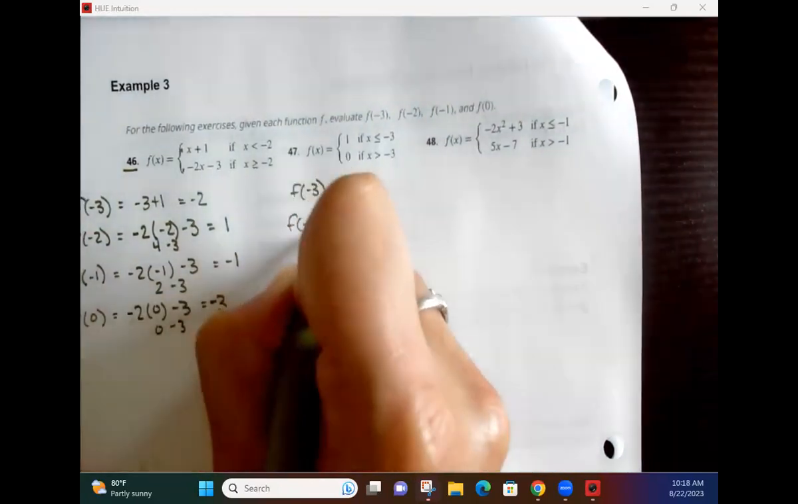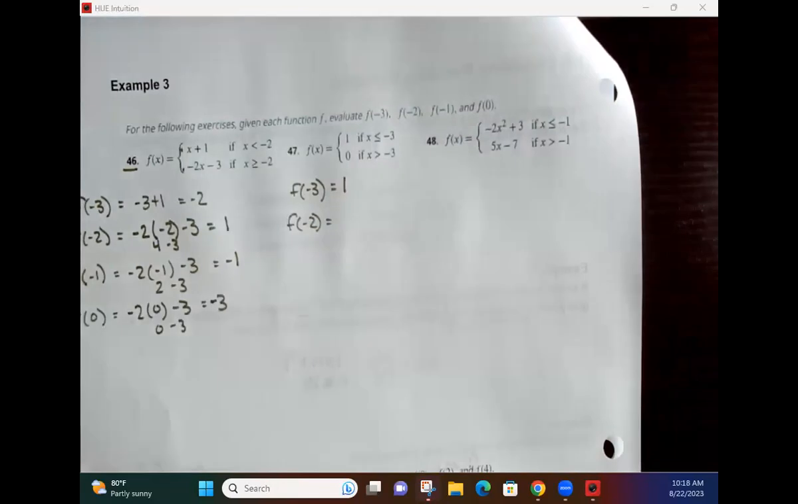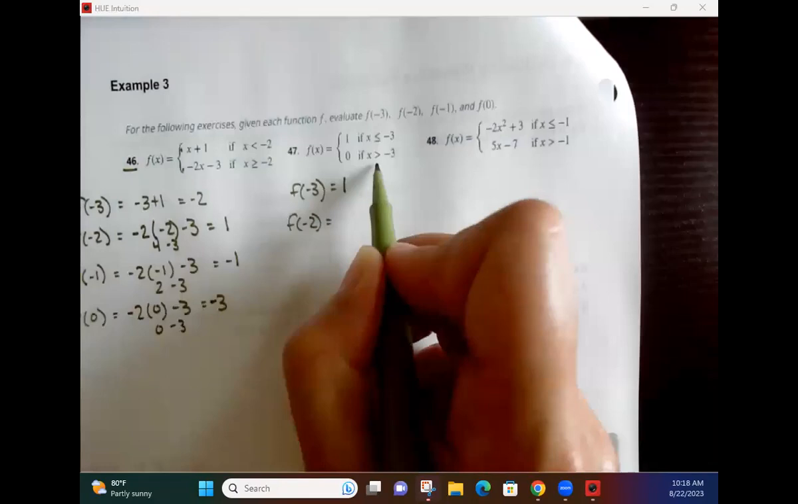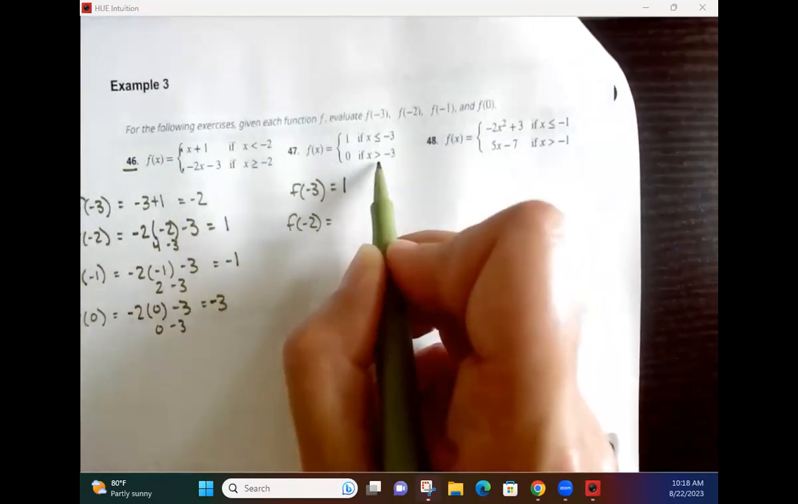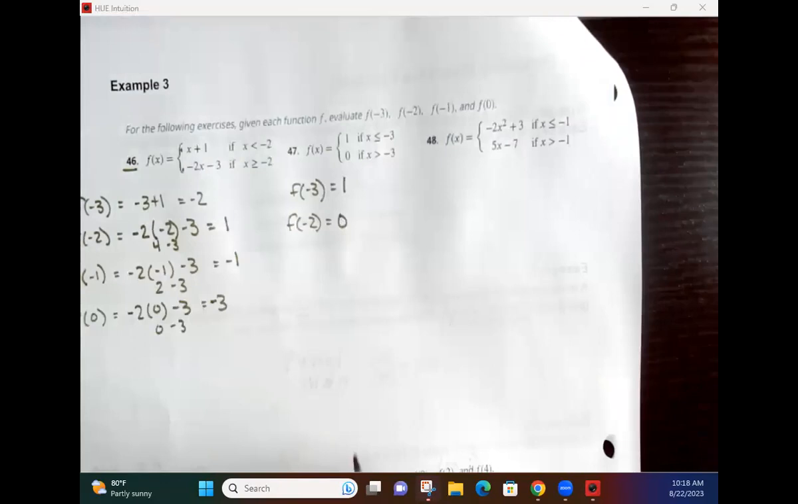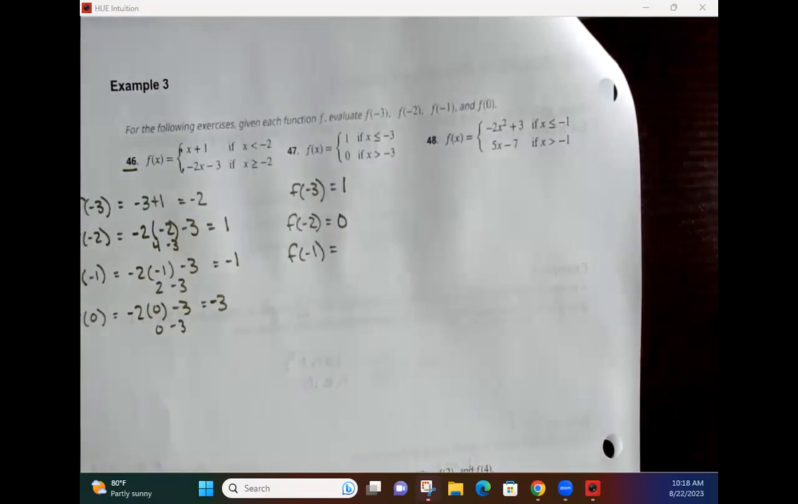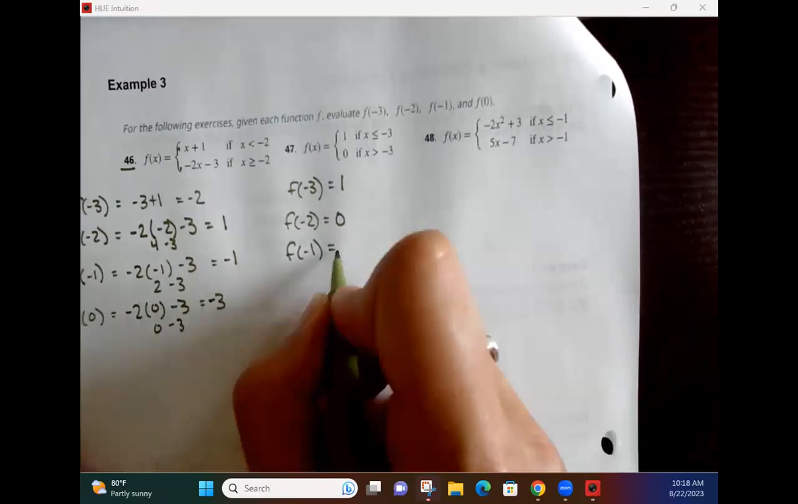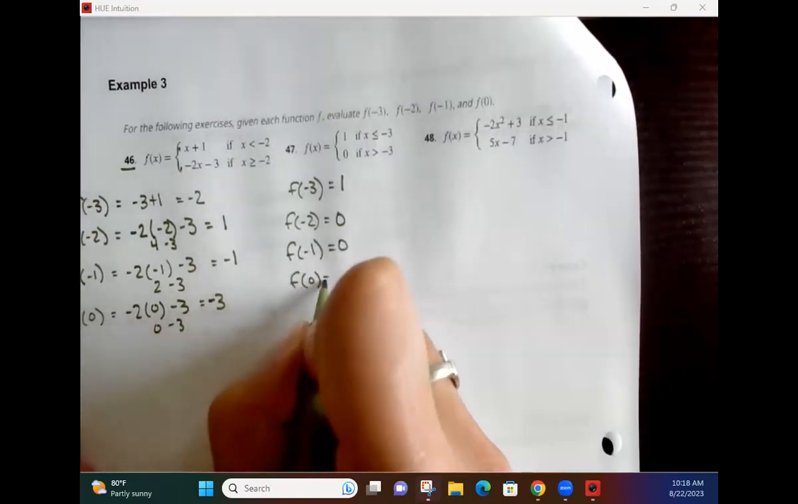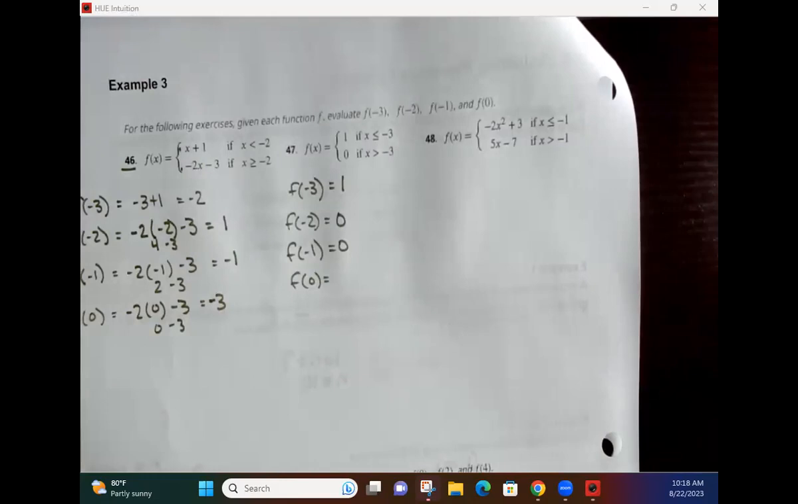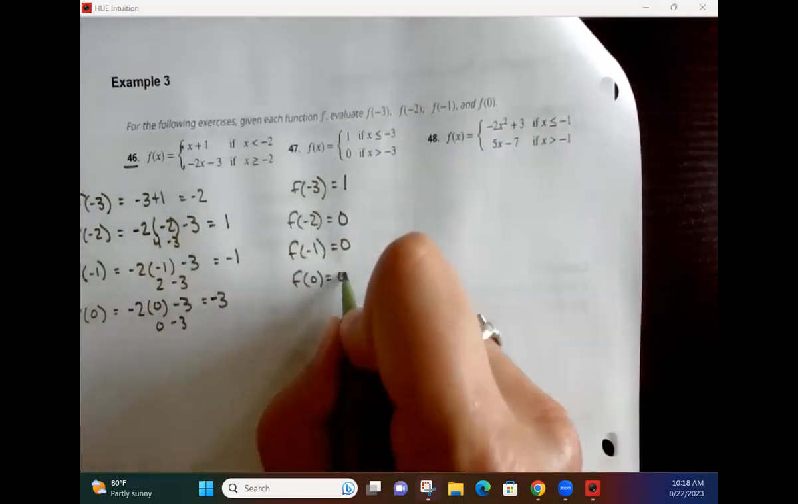How about f of -2? Less than or equal to, or greater than. -2 is greater than -3, so that would be 0. How about f of -1? The bottom one, which is 0 again. And what's f of 0? It'd be 0 again, right? Because 0 is greater than -3. Not too bad.